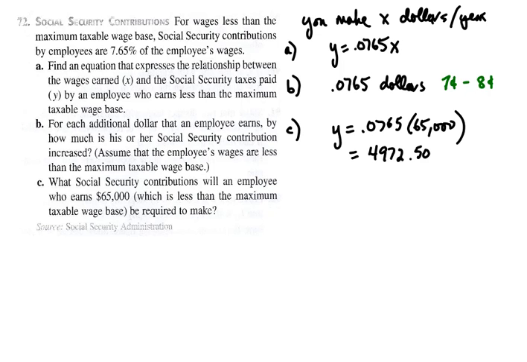And that comes out to be $4,972.50. That's a lot of money. But that would be your yearly contribution to Social Security. And hopefully by the time you get old enough to retire and start collecting that money, it is still there for you to collect.